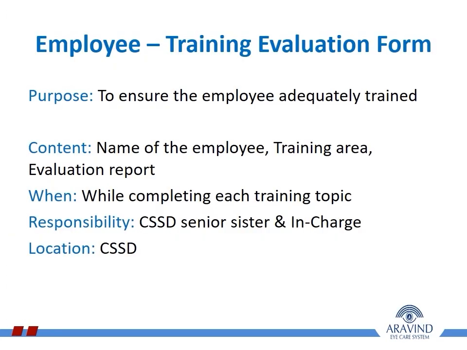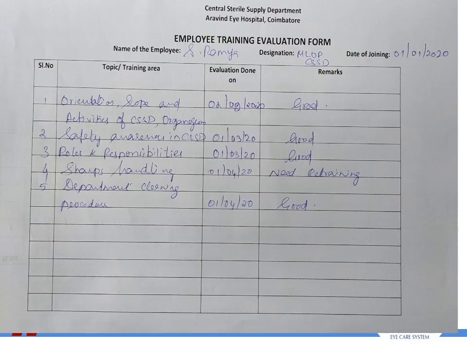Next is the employee training evaluation form. The purpose is to ensure that the employee is adequately trained. It contains name of employee, training area and the evaluation report. The entry is made while completing each training topic. An example of the training evaluation form is given in this picture.